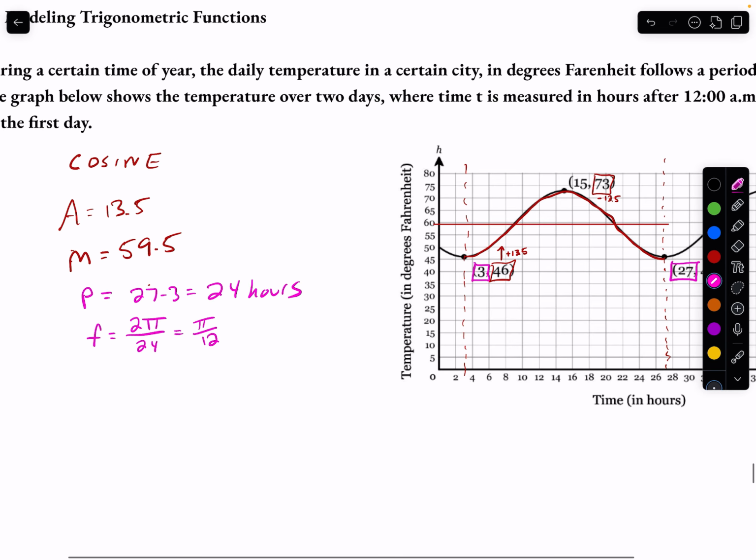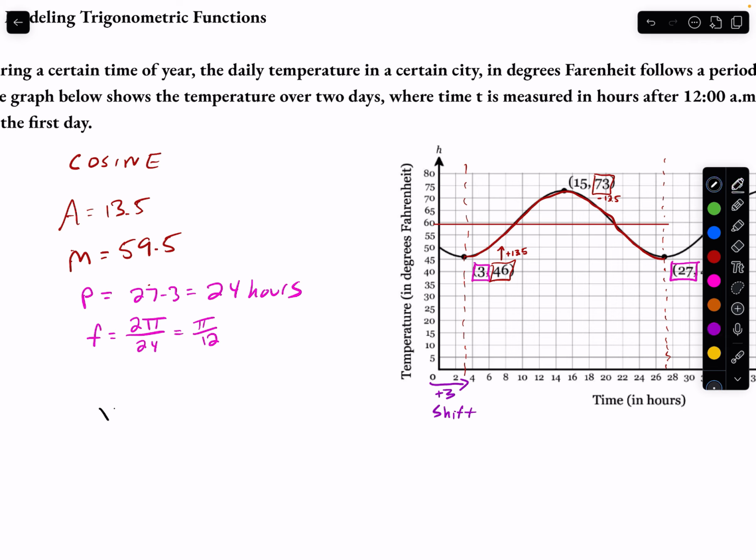And the last thing that I need here is a shift. So I know we're not starting at 0. I'm shifting this curve 3 to the right. Right? So it's shifting 3 hours to the right. So that's going to be important when we come up with our final equation. So let's go ahead and draw our final equation.